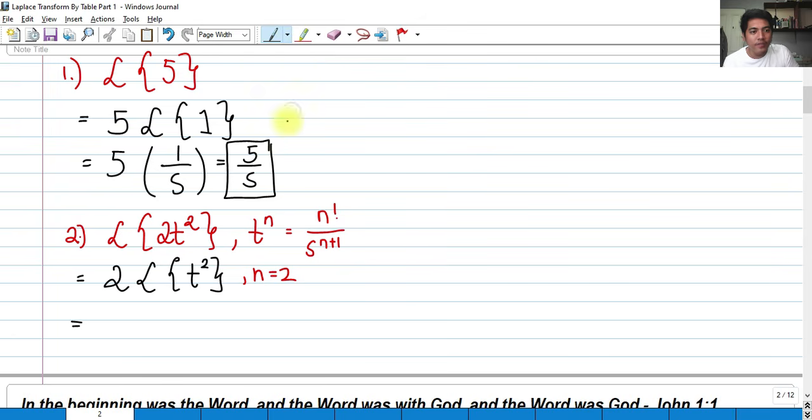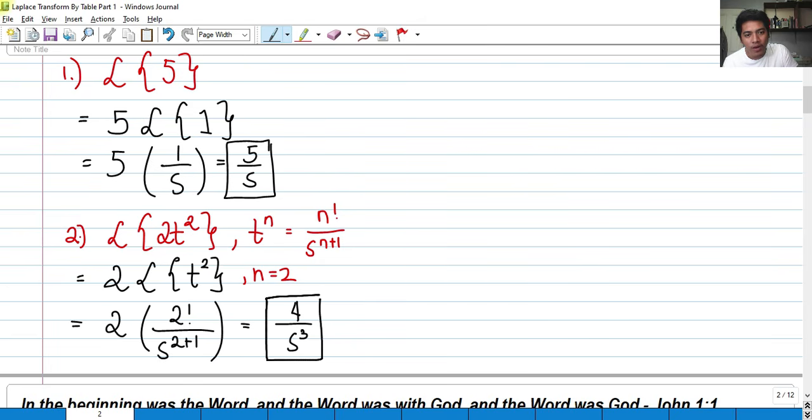So the 2 would be multiplied to the Laplace transform of t squared. Where n is 2, we have 2 factorial, following this formula, over s raised to 2, which is our n, plus 1. Upon evaluating, 2 factorial is still 2 because 1 times 2 is 2, and multiplied by 2, we have 4 over s cubed. So this should be our Laplace transform for the given f of t of 2t squared.